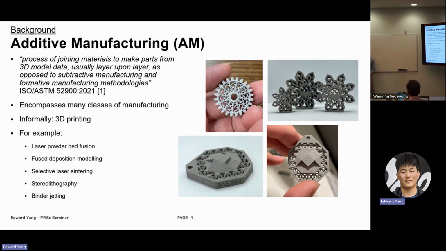So additive manufacturing is different from what you would see with CNC milling or conventional milling, where additive manufacturing is taking a digital file and building up from the raw material rather than taking a large piece of material and subtracting it. So this is informally also known as 3D printing and encompasses quite a variety of different technologies. So things such as laser powder bed fusion, fused deposition modeling, selective laser sintering, all of these are examples of additive manufacturing. And the one I'll be discussing today in specific is binder jetting.